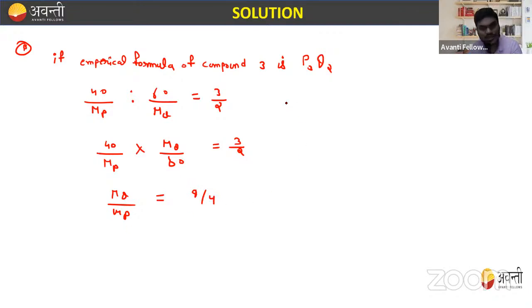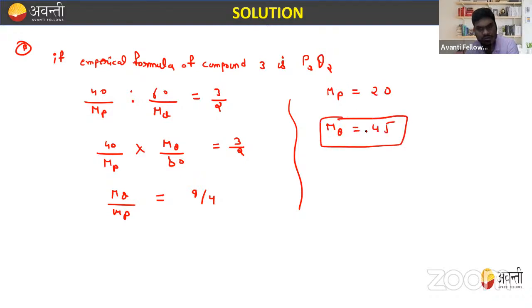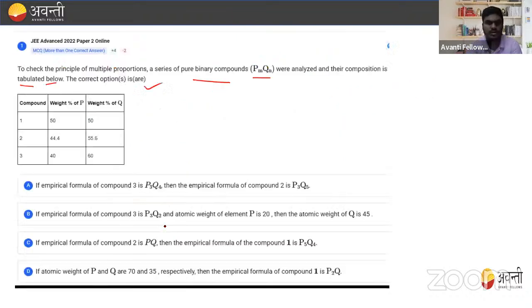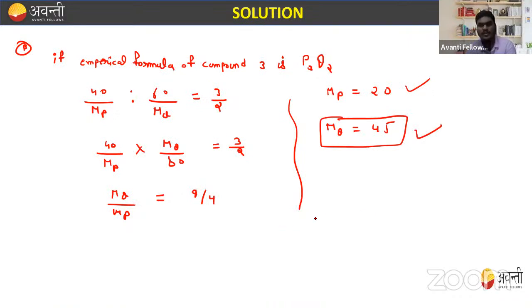And in this question, it is already given that MP is equal to 20. So put this value, what does MQ come out to be? MQ is equal to 45. So you can observe here, MQ is 45, MP is 20. So what is the empirical formula? Try to observe option B, that is P3Q2, atomic weight of P is 20 and Q is 45. So this is absolutely correct. It comes out to be this one. So this is correct.